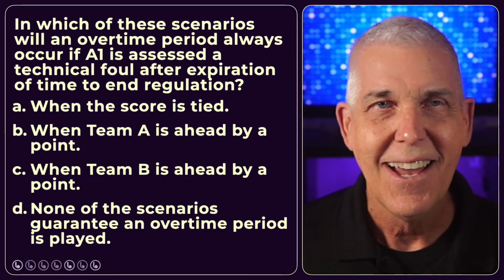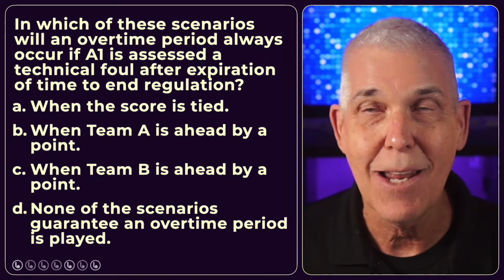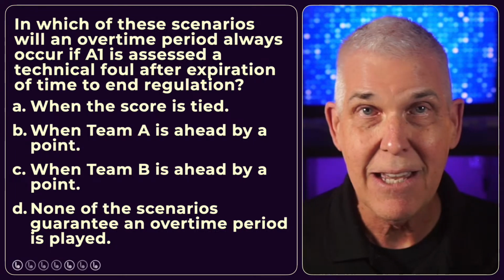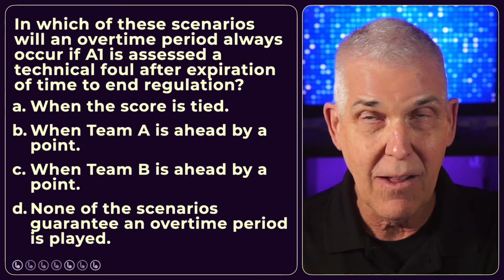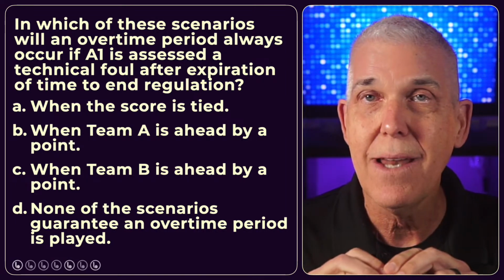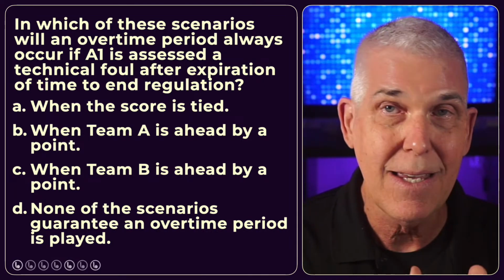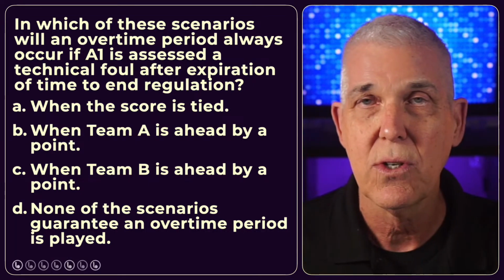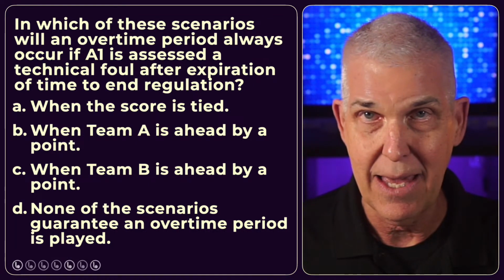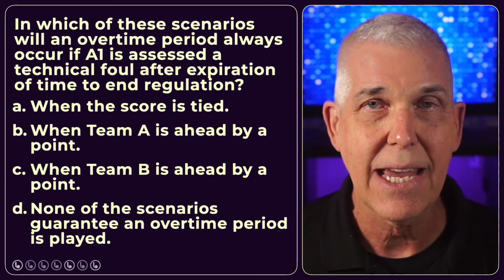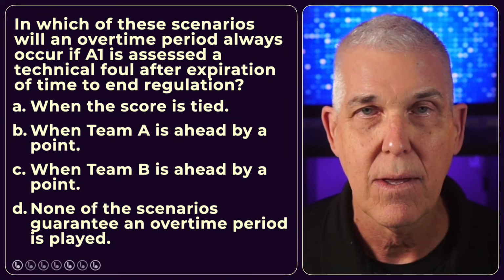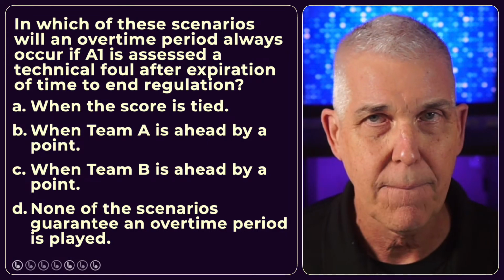Oh, I see. C, when Team B is ahead by a point. If Team B was ahead by a point and we assess a technical foul on Team A, we would not attempt those free throws since Team B attempting those free throws would not impact the game. They would win in any event. Or D, none of these scenarios guarantee that an overtime period is played.